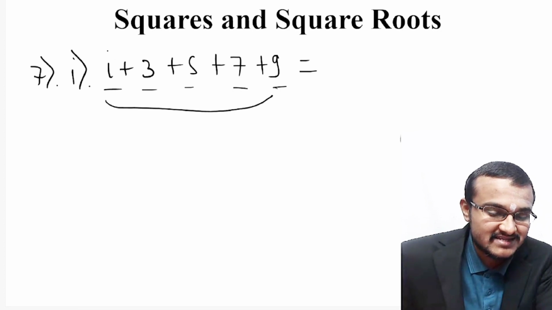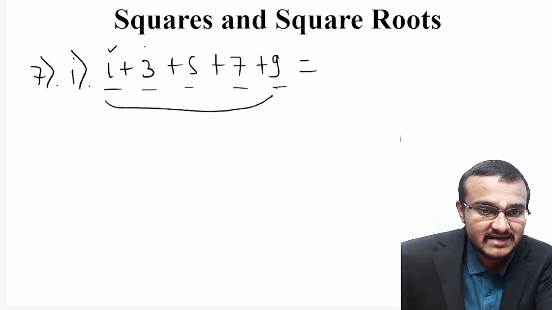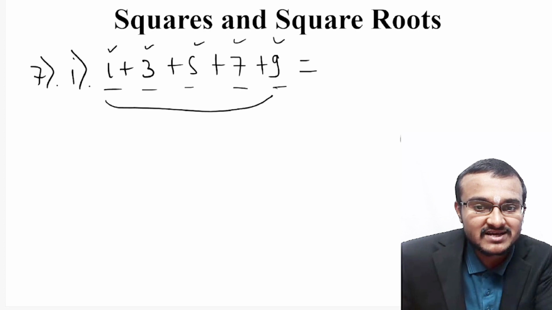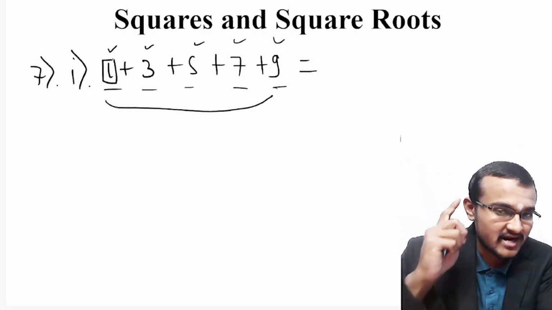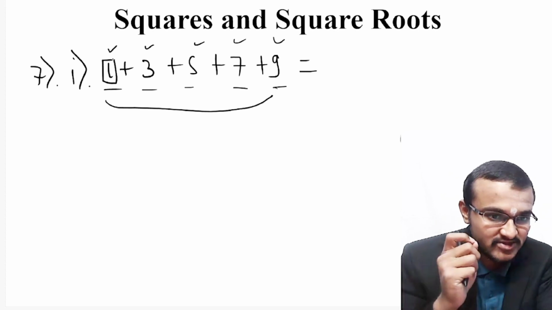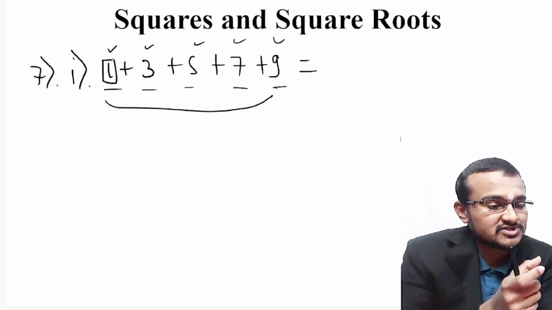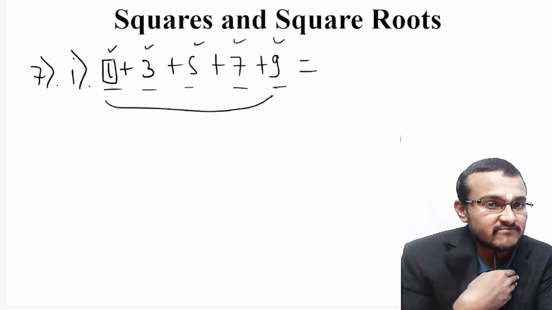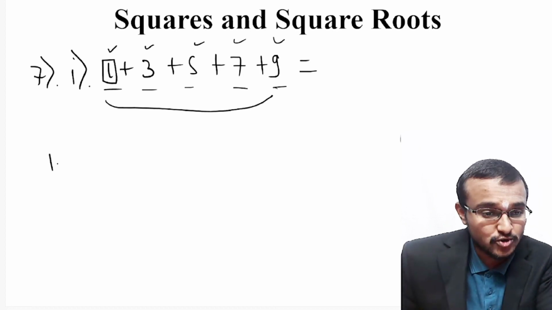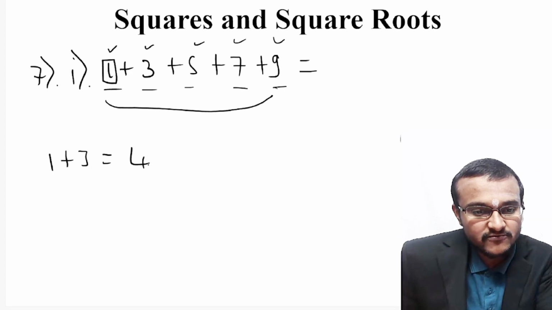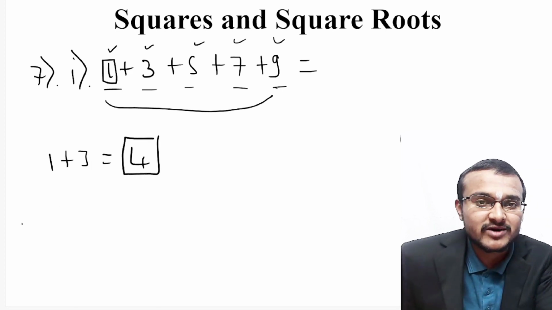You can easily see these particular numbers are consecutive odd numbers starting from 1. So if you go to my previous video and refer, there I have explained that the sum of consecutive odd numbers starting from 1 will go on giving perfect squares. So 1 plus 3 will be equal to 4. So 4 is a perfect square.